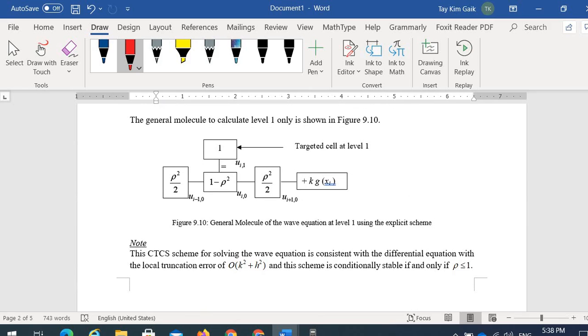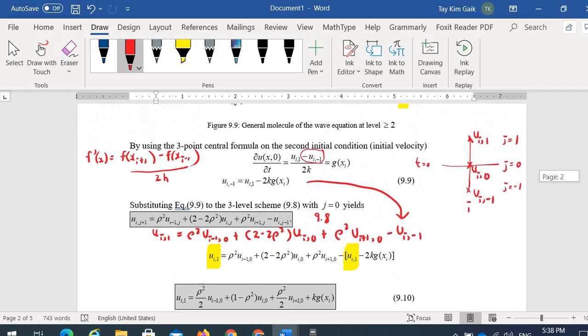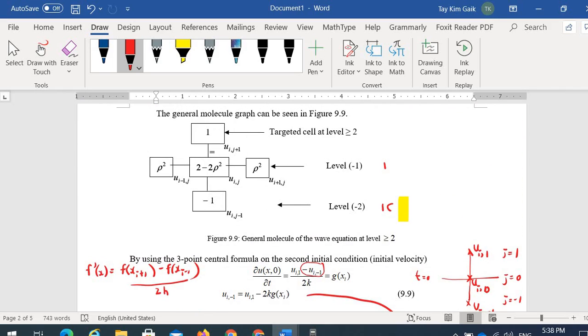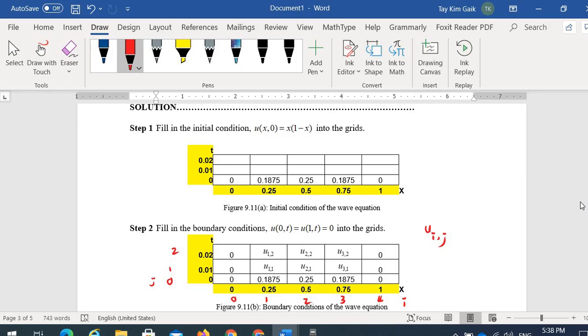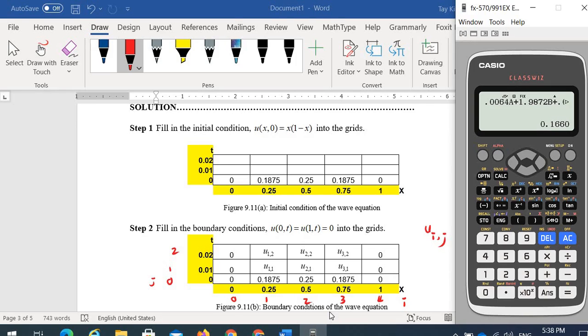Molecule here. It's a level 1 molecule. Solve level 1. After you obtain level 1, which is the initial condition, you can get level 2. In this example, we got 5 columns that I can show you in the spreadsheet menu.